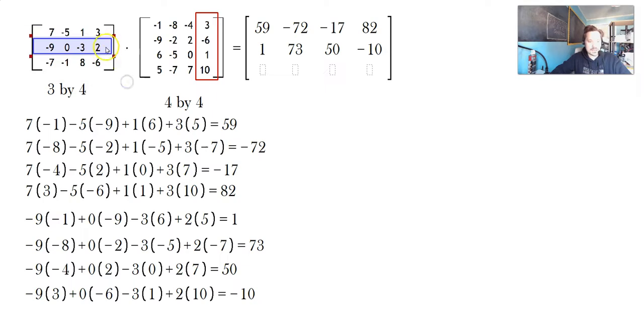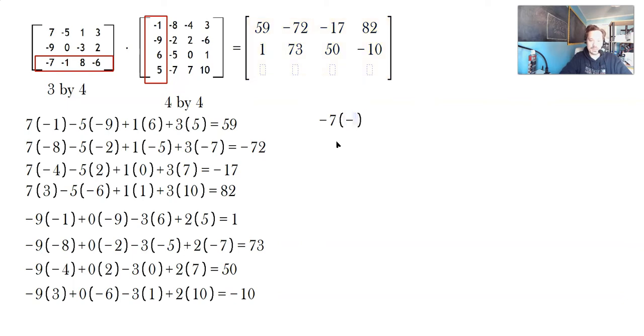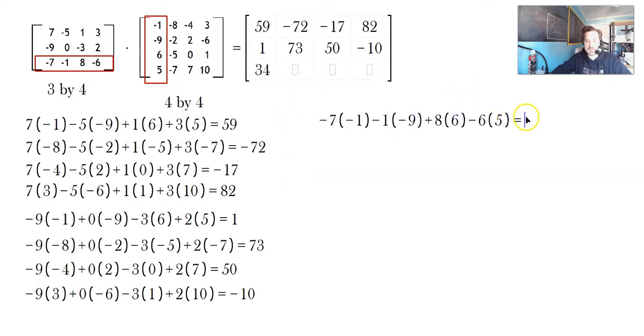So now I'm going to move down to the last row, and I'm going to take my column and move it back to the first column, and go through all the calculations one last time. So now you're going to have negative 7 multiplying negative 1, then let's be careful, minus 1 times negative 9, then plus 8 times 6, and then minus 6 times 5. That's the dot product of the last row and the first column. And that gives you a value of 34. So this becomes the entry in this position right here. That's 34.